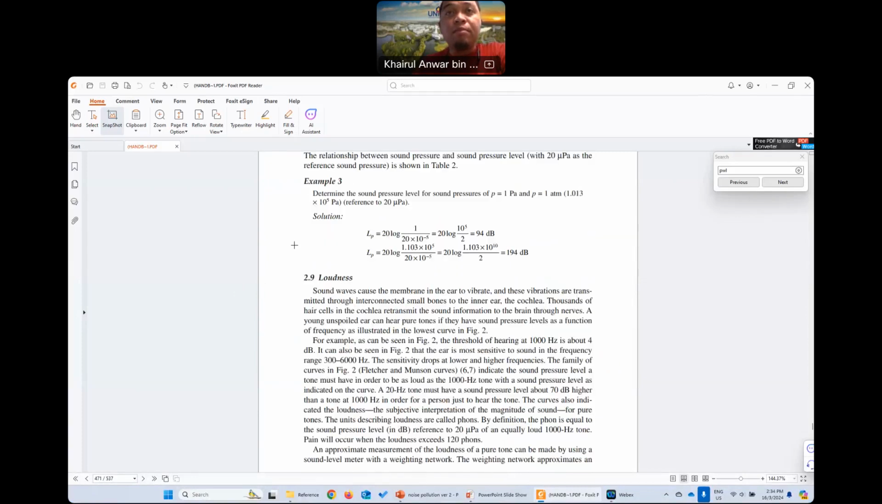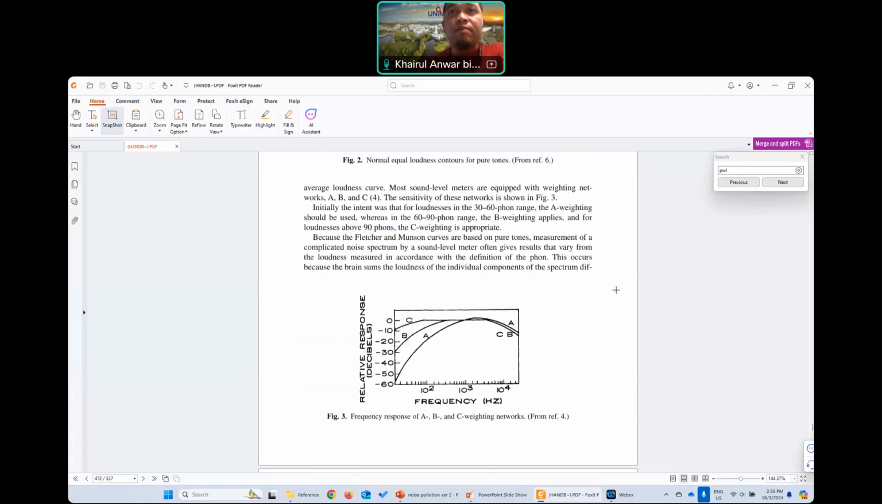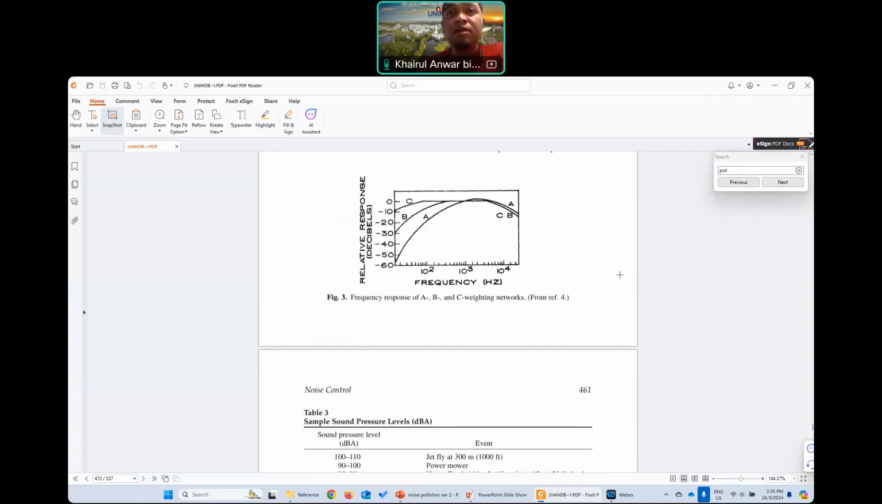Can refer to page 459. Initially, the intent was that for loudness in the 30 to 60 phone range, the A weighting should be used. Whereas in the 60 to 90 phone range, where phone refers to the unit of loudness, the B weighting applies, and for loudness above 90 phones, C weighting is appropriate. So this is the range needed to use dBA, dBB, dBC.